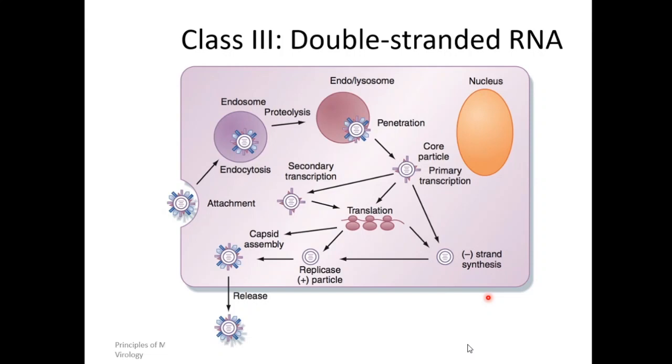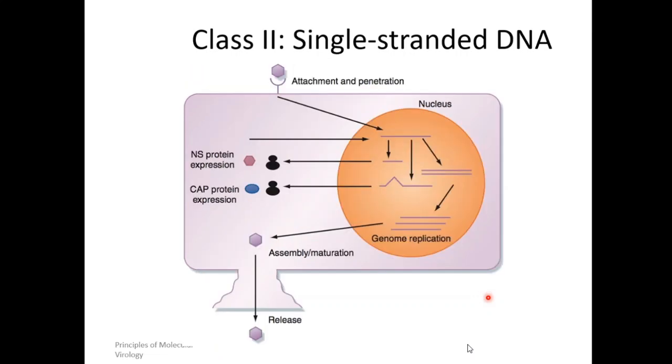For double-strand RNA, same. We mostly replicate in the cytoplasm. We never need to get into the nucleus. Here, single-strand DNA can only replicate within the nucleus.